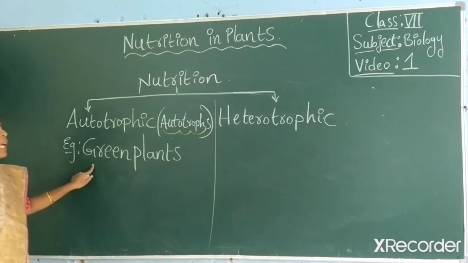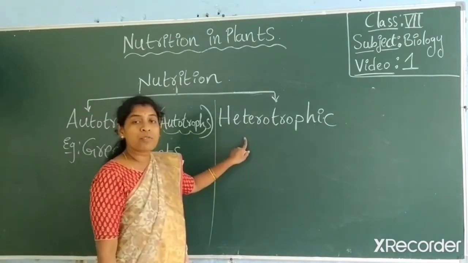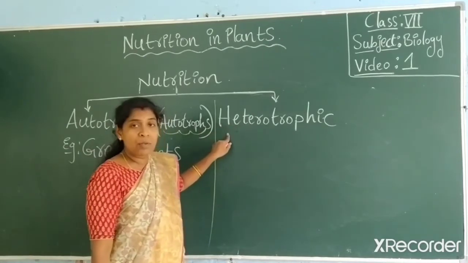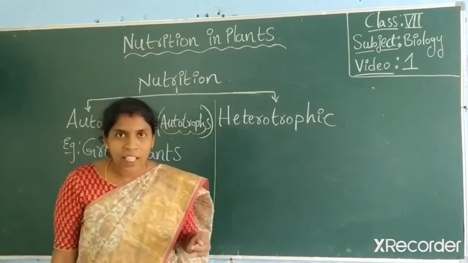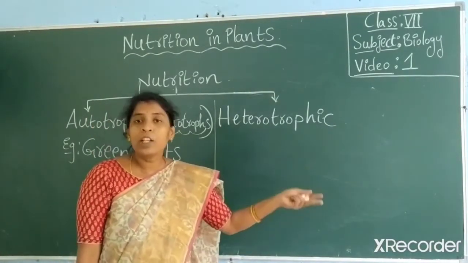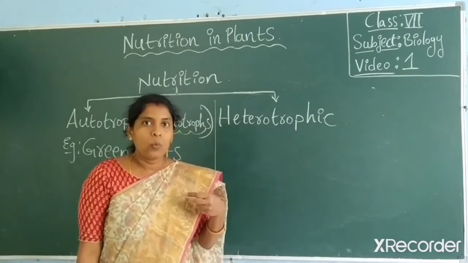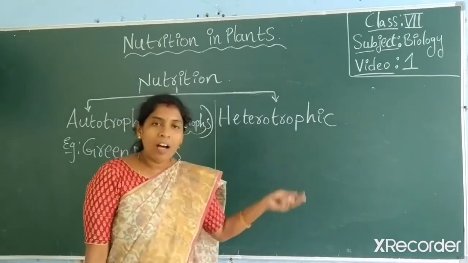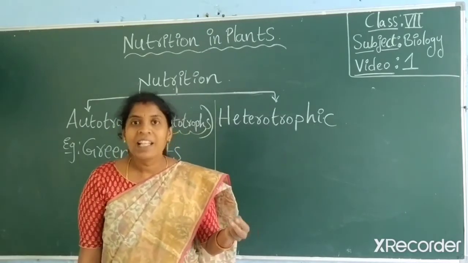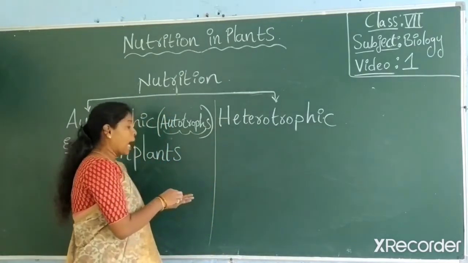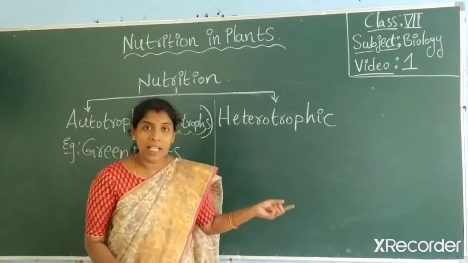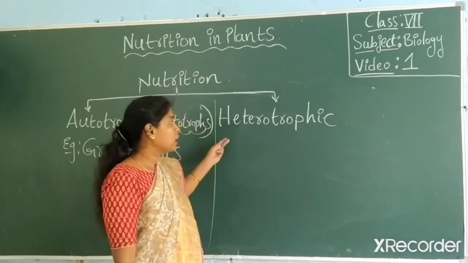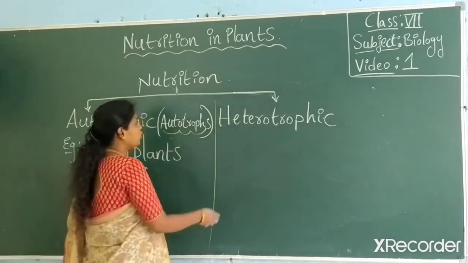Example, green plants. Then what are heterotrophs? What is heterotrophic nutrition? The organisms who cannot make their own food and depend on other organisms, like us. Can we make our own food? We can't make our own food, so we depend on other organisms like plants and animals. As for depending on other organisms, heterotrophic nutrition is again classified into different types. So first we look at that.